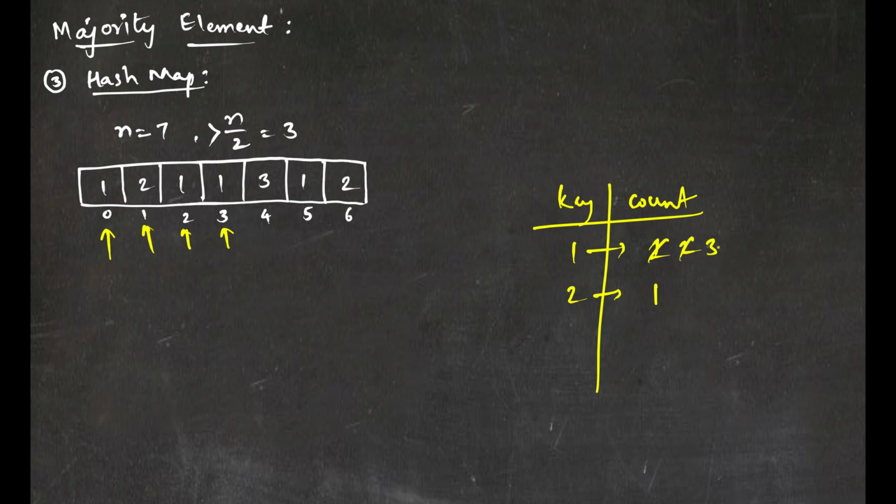And whenever I'm inserting or incrementing the count of any element, I can just check whether this frequency or count is greater than my n by 2. Since here it is 3, which is equal to 3, and it is not greater, I just need to continue. Next I got element 3. Since it is not present, I'll just insert it with a count of 1. Now I got another element 1, which is already present, so I'll just increment. And after incrementing, I can see that yes, it is greater than 3, which makes it my majority element. So I can just return the answer here itself, because there will be only one such majority element.